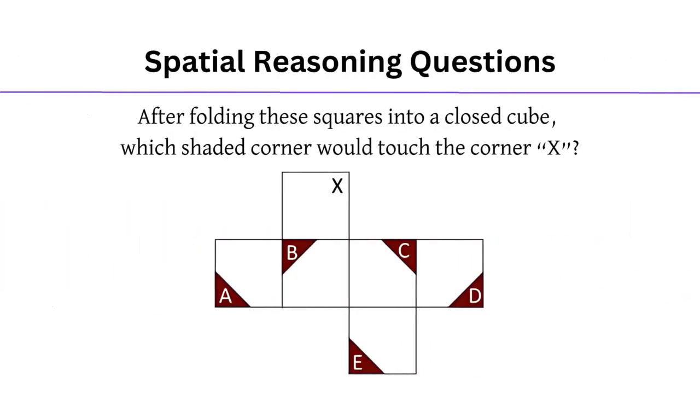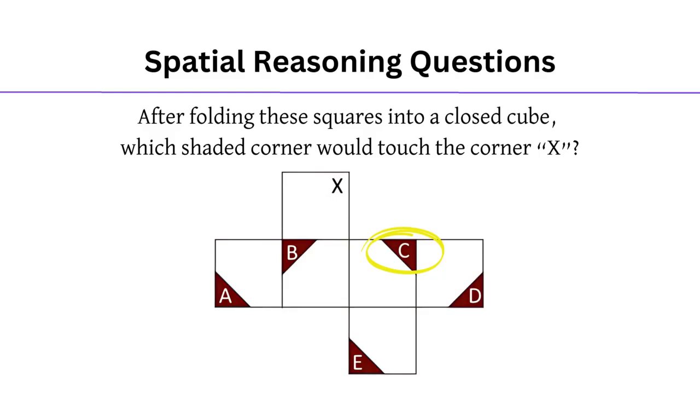Our final question is the toughest. We have a 2D shape, and in our minds we have to fold it into a cube and find the corner touching X, all within seconds. The answer is corner C, and instead of going through why, I'm going to give some tips that will help answer any question like this.